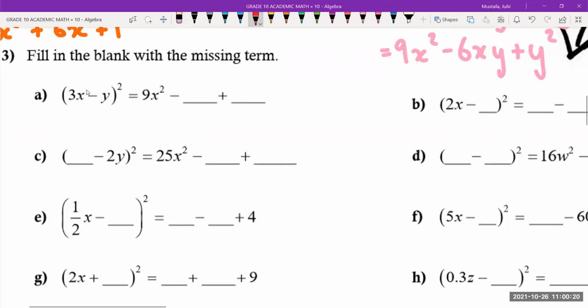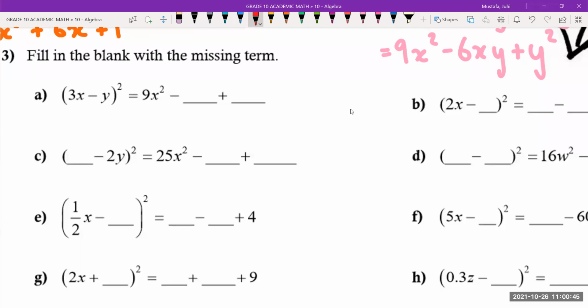In order to figure this out, we're going to first say 3x times 3x is 9x squared. What will y times y give us? Oh, is it actually exactly the same? Oh, whoops. Okay, so this will just be the same. Okay, let's try question C.